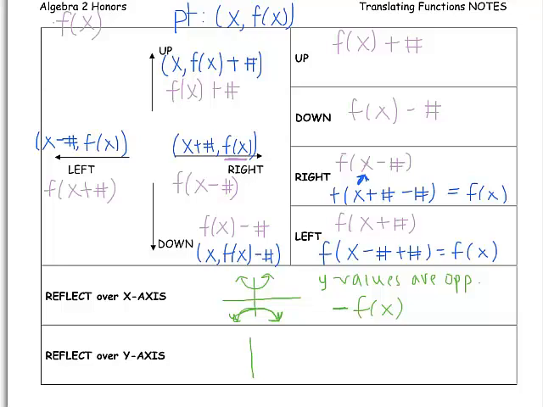Let's do another sketch here for the y-axis. Let's say I have a function over here, and I want to translate it over the y. It's going to reflect this way. Notice all your y values are staying the same, and your x values are opposite. So you're just going to have to put a little negative sign on the inside of that function. Okay, so let's take a look at an example.